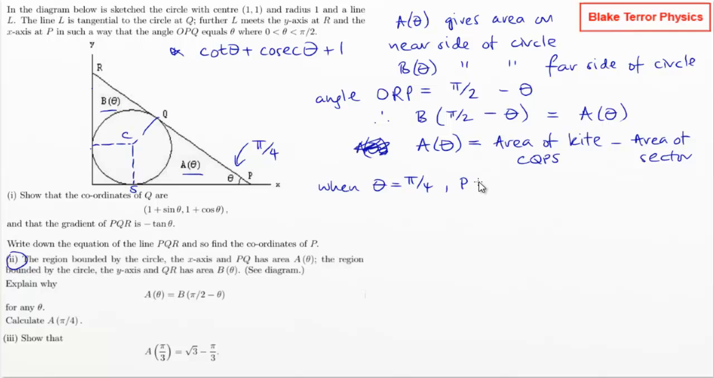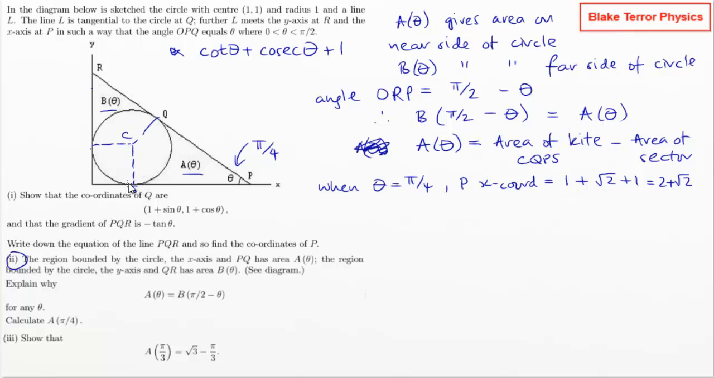P x coordinate equals, so we've got cot of pi by 4, so that's 1 over 1 is 1, plus cosec theta, so that's going to be 1 over root 2, so root 2, and then we've got to add on 1, so we've got 2 plus root 2. Okay, so that is that.